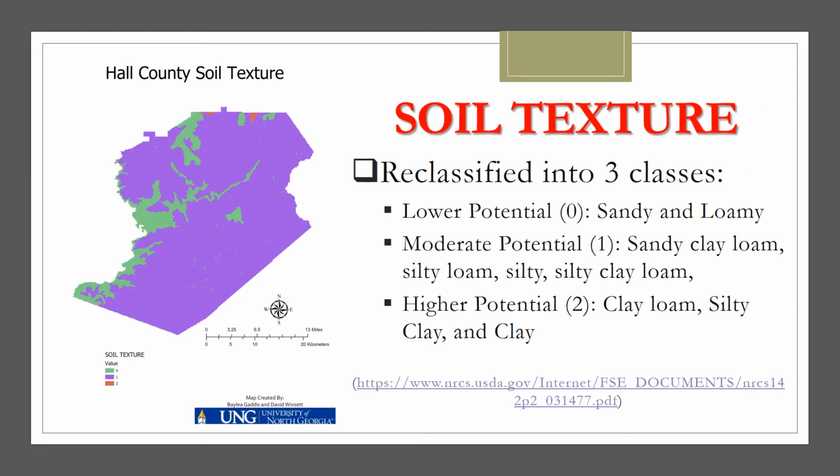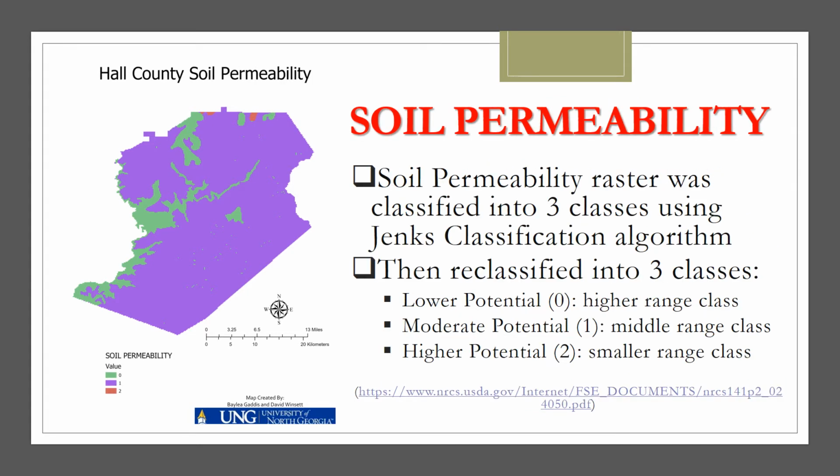And soil texture, similarly, we have 3 classes. The lowest one got the class 0: sandy and loamy. Moderate potential, that's 1: sandy clay loam, silty loam, silty clay loam. They are classified into moderate potential for flooding, with a reclassified value of 1. The other is 2. And you can check the link for analysis or distance support on this, which is provided.